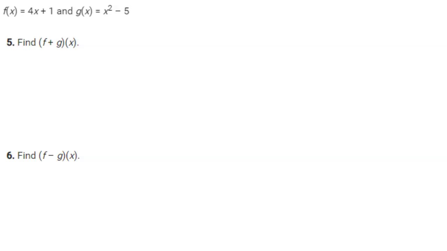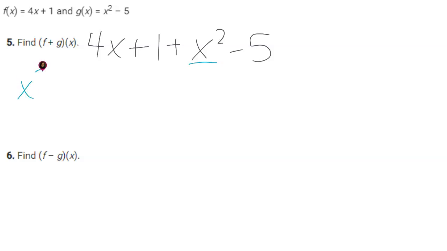Let's try another set here. We have f of x is 4x plus 1 and g of x is x squared minus 5. Adding those two functions will look like 4x plus 1 plus x squared minus 5. So we're looking for like terms again. The x squared is unique. There are no other x squared terms. The 4x is unique. There are no other x terms. And then on my constants, I have a positive 1 and a negative 5. 1 take away 5 is a minus 4.